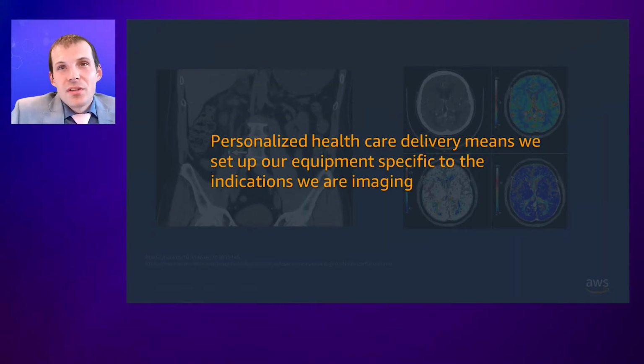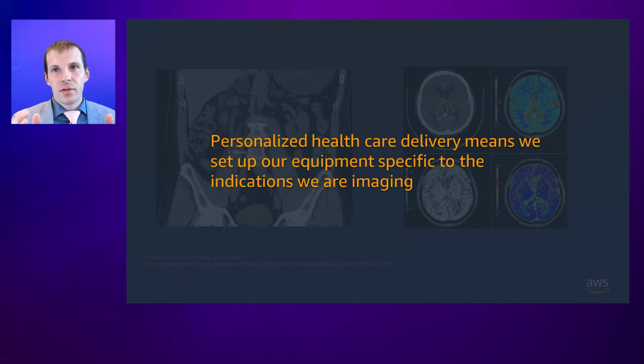So before I read this quote, I want to just make a comment. It's kind of like a bakery uses hundreds of different recipes to produce all of their baked goods. We need custom protocols that vary with indication and patient-specific attributes like weight and age, and I'll get into that. And when we do that, I think we can realize what I have written on this slide here. Personalized healthcare delivery means we set up our imaging equipment specific to the indications we are imaging.